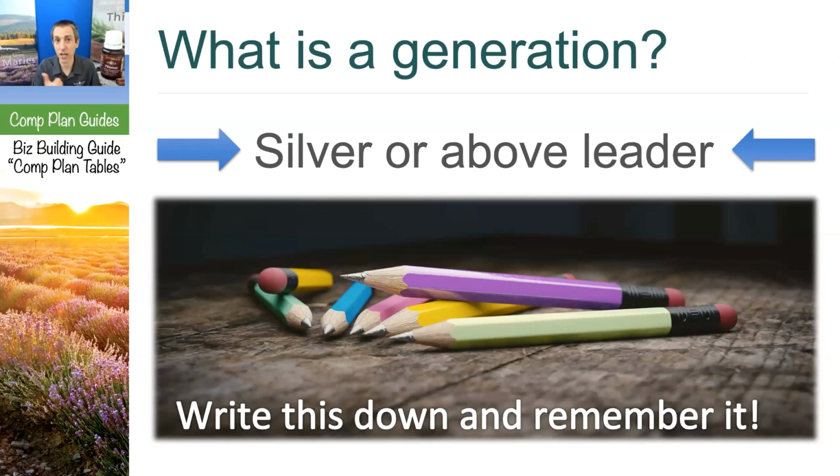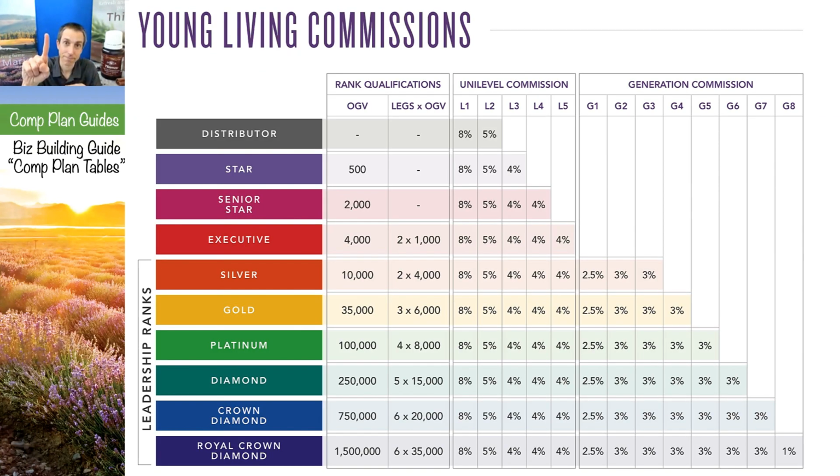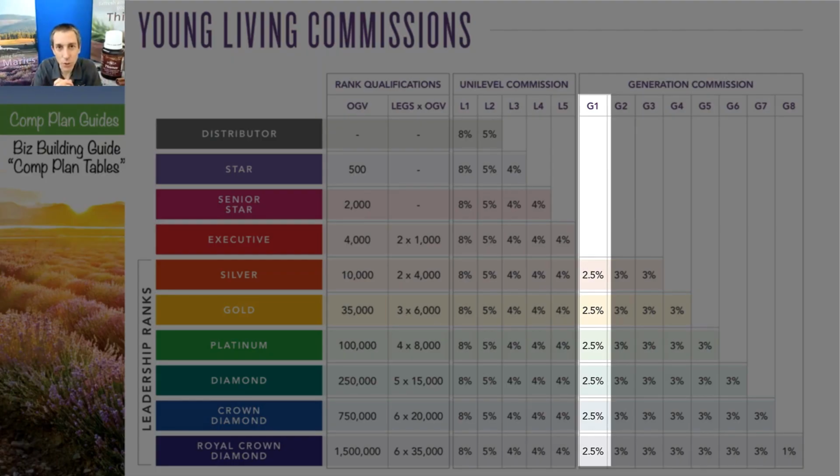Go and watch my videos on the Generation Commission and Generation Leadership Bonus if you want to learn about that. But you need to understand what it is. So I've got a question for you. If you achieve the silver rank, are you a generation? What's a generation? A silver or above leader. The answer to that is yes. You're a generation once you achieve the rank of silver. You're actually what's called generation number 1, which is also called your personal generation. So you see in G1, that's actually you.